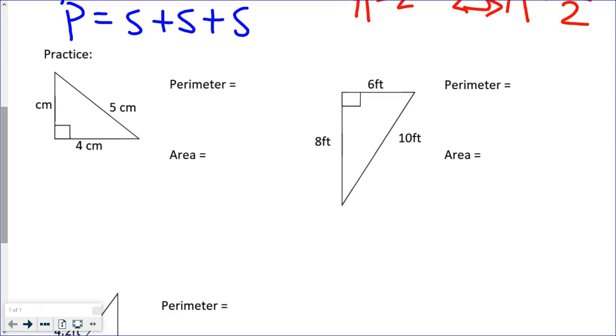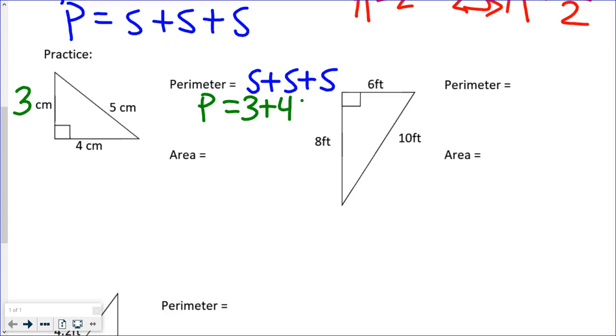When it comes to perimeter, it's just going to be side plus side plus side. You see that we have one of our measurements there that got cut off on the left. That missing measurement is 3 centimeters. So I have a perimeter that equals the sum of 3 plus 4 plus 5 centimeters. 3 plus 4 is 7, plus another 5 gives me a perimeter of 12 centimeters.